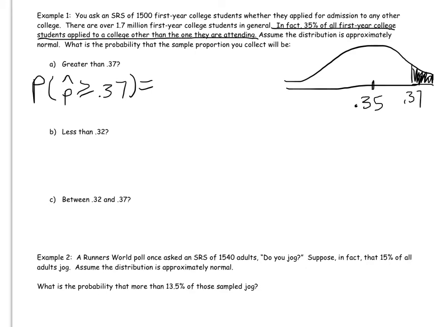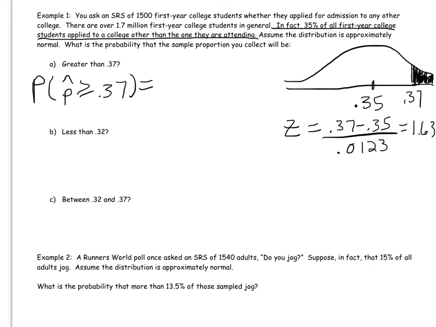So I need to find a z-score that corresponds to that 0.37. So it's p hat minus p divided by the standard deviation, which is 0.0123. That z-score should be positive because the sample proportion is to the right of the mean. I get a z-score of 1.63.